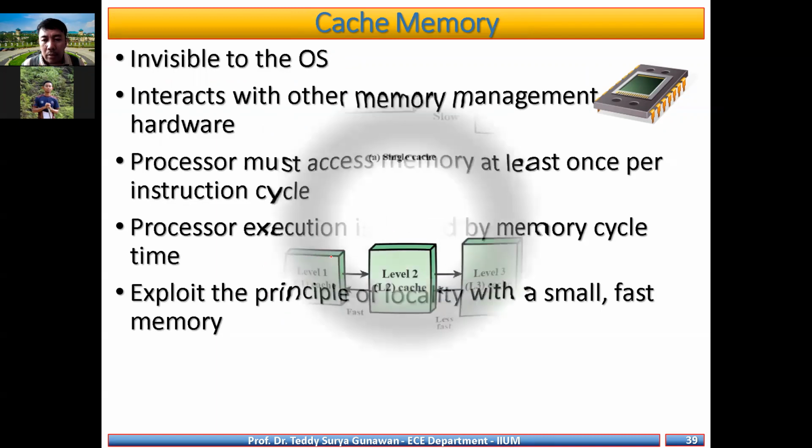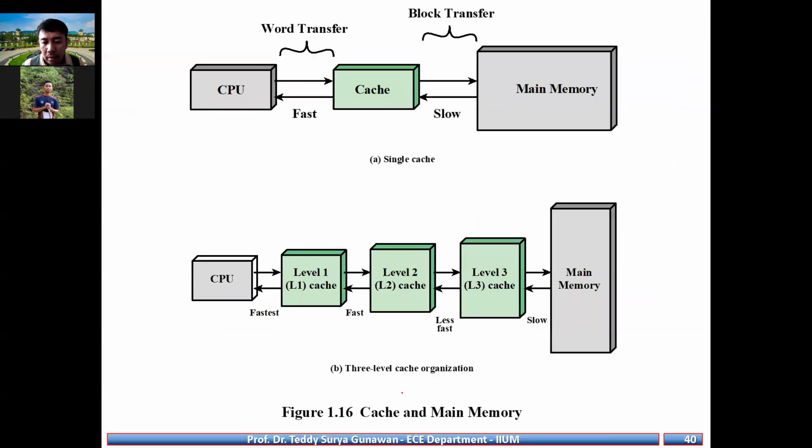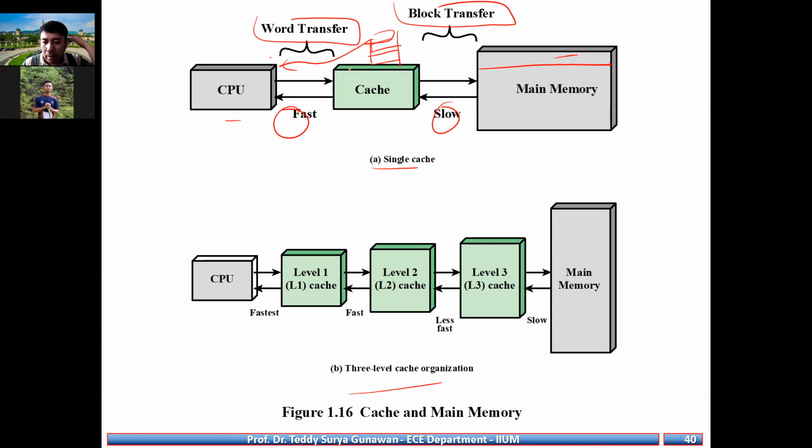So this is the 3-level cache organization. This is single cache: CPU, fast and slow. So this is word transfer, and this is block transfer. So you have a block here, and the block has several chunks, for example. Then this is word transfer. So you divide it again by word, then the word can be read by the processor.